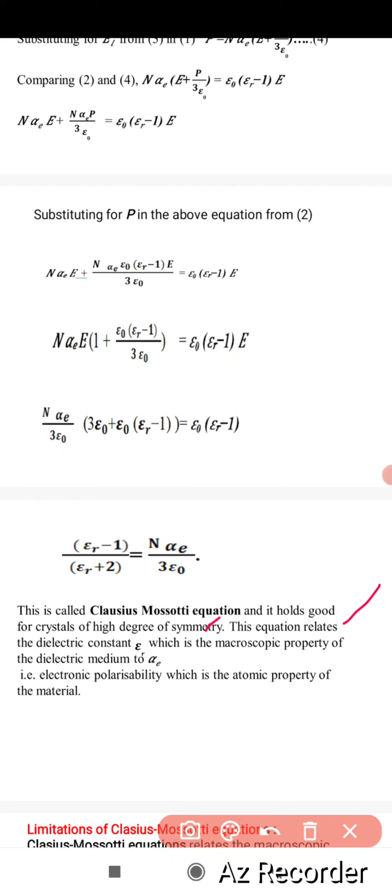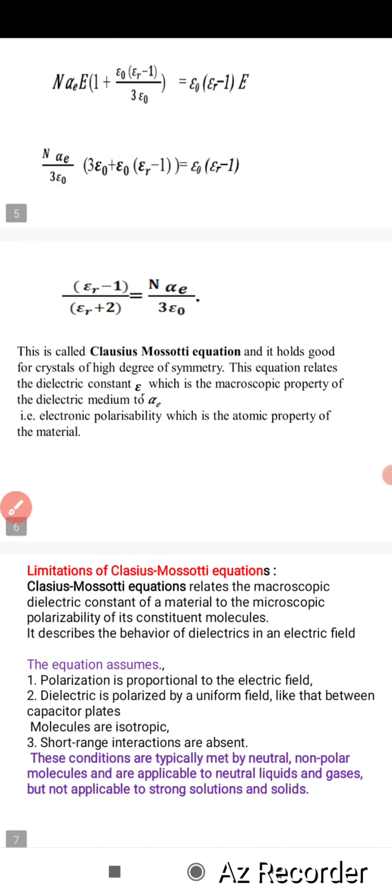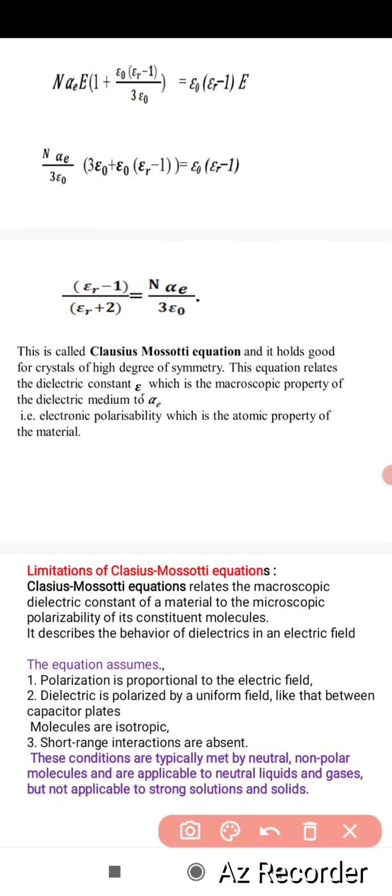This equation relates the dielectric constant epsilon r, which is a macroscopic property of the dielectric medium, to n alpha e, that is the electronic polarizability, which is an atomic property of the material. Therefore, what are the limitations of the Clausius-Mossotti equation? It relates the macroscopic dielectric constant of the material to the microscopic polarizability of its constituent molecules. It describes the behavior of dielectrics in an electric field.